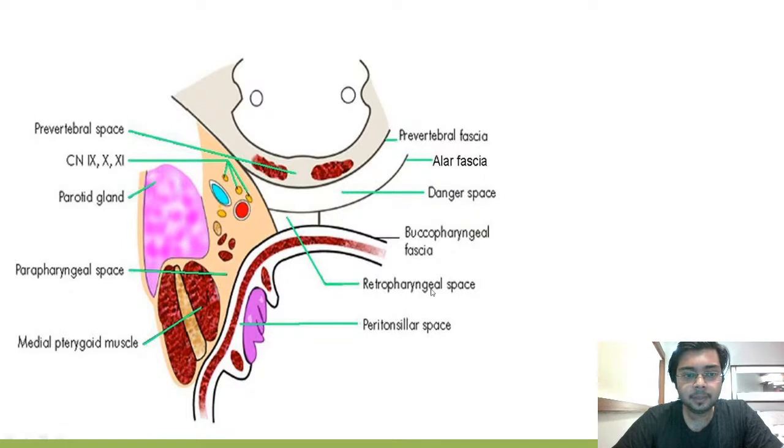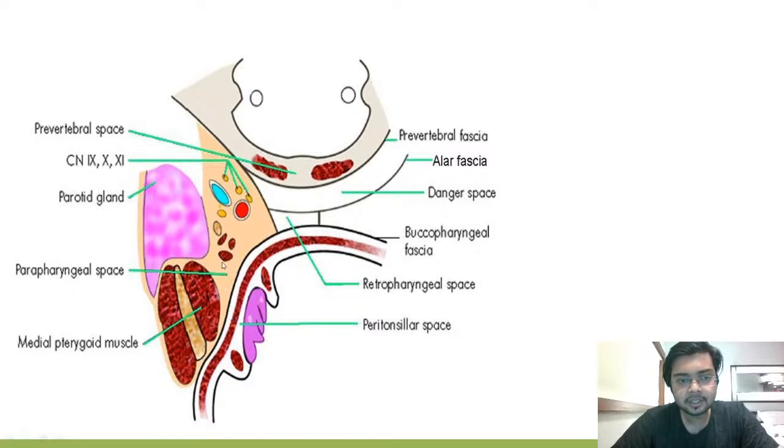Because the infection is in the parapharyngeal space. If you see this image, which is just a schematic diagram to show you different spaces, this is your tonsil. Can you see my pointer? I think you can see my pointer. Yes. So this is your tonsil. This is your peritonsillar space. And behind this is your parapharyngeal space.